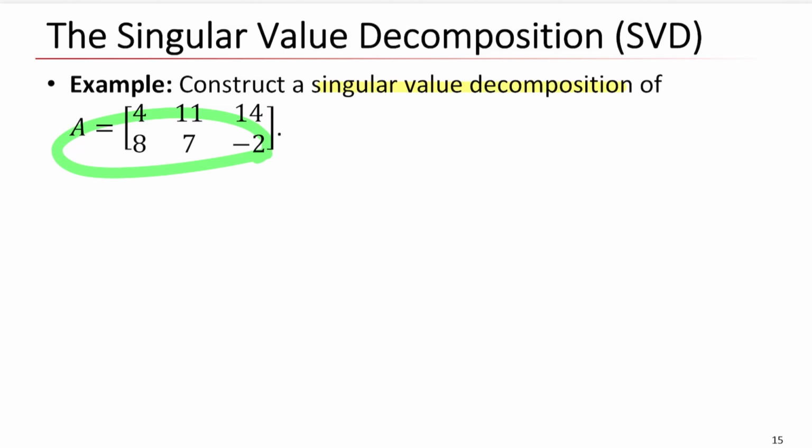Okay, so let's continue. Here's the example. The question is to construct the singular value decomposition of the arbitrary matrix A. Matrix A is not a square matrix, but a 2x3 matrix. So we cannot use the eigenvalue decomposition in this case. We need another decomposition method, called the singular value decomposition, or the SVD.